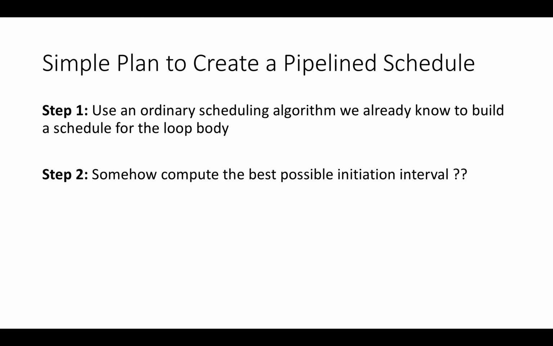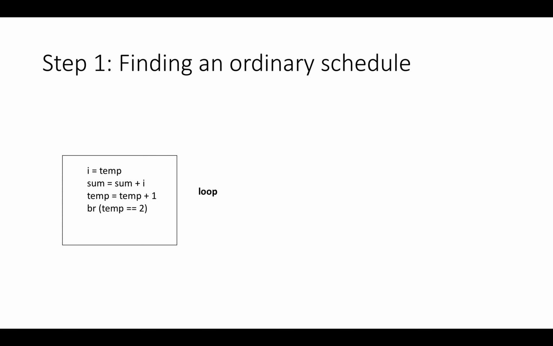So let's just go through this plan for the really simple loop, just using our intuition and what we already know about basic block scheduling from earlier videos. Step 1 is pretty straightforward. We need to just find an ordinary schedule for this loop, where we set i equal to temp, add i to sum, add 1 to temp, and then check the value of temp and branch depending on it.